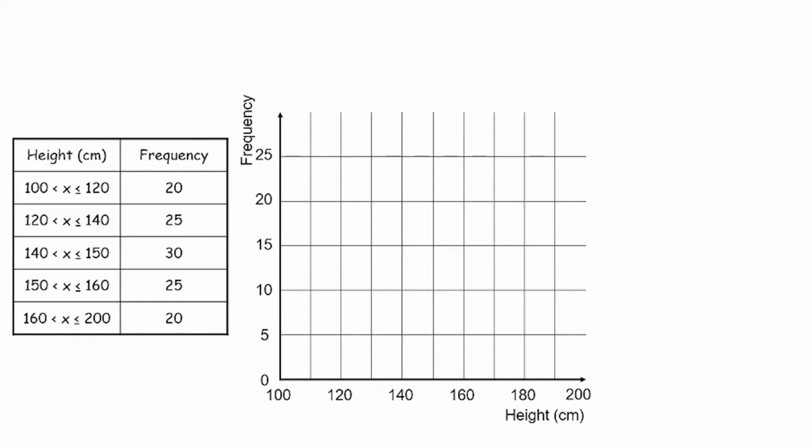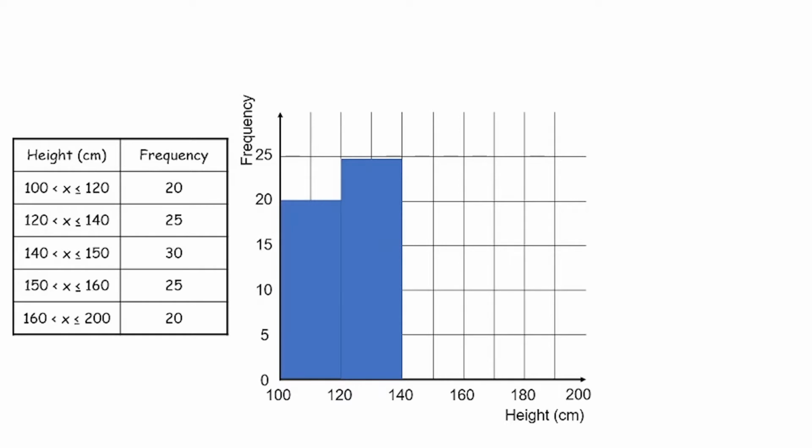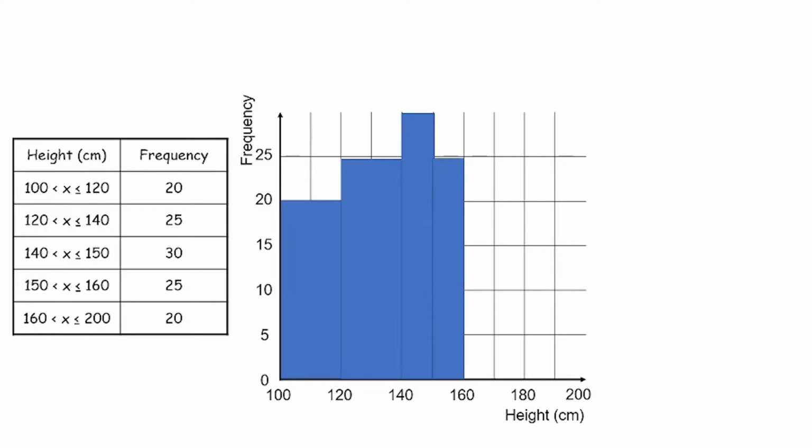If we took the bar chart approach, we'll just make the height of each bar the frequency. So let's see what happens when we do that. For the first bar, which has a width of 20, it has a height of 20. The second bar has a width of 20 and a height of 25. Now the third bar has a different width. It has a width of 10 and a height of 30. Then we have a width of 10 and a height of 25. And lastly, we have a width of 40 and a height of 20.